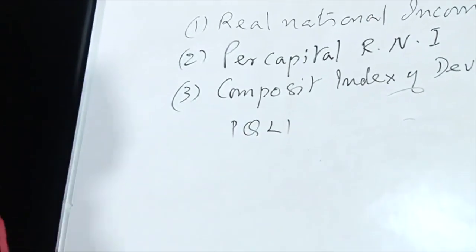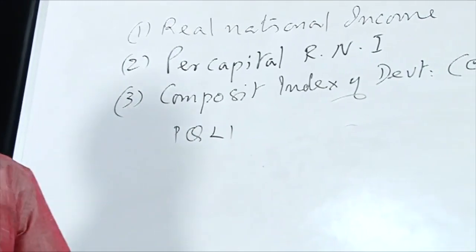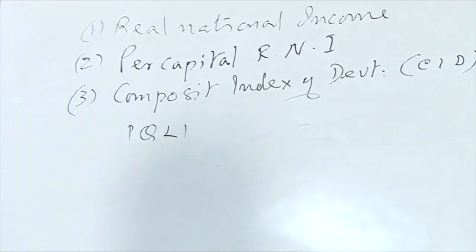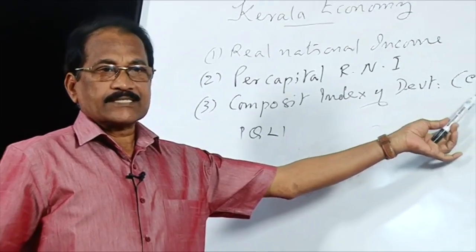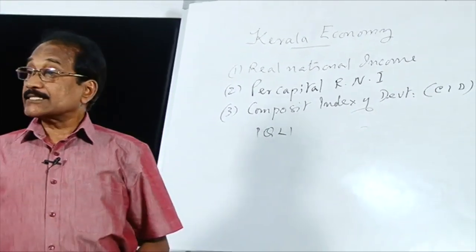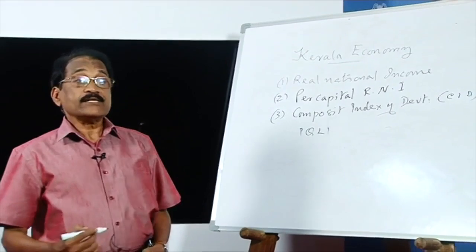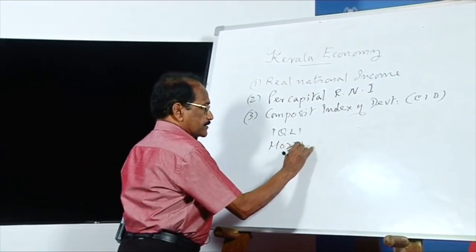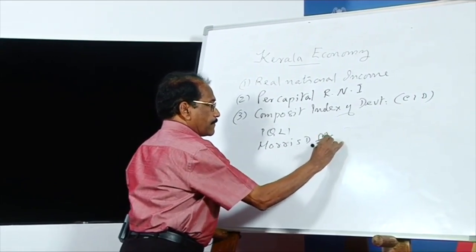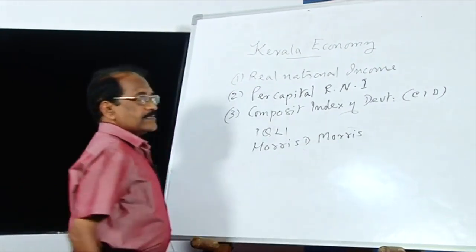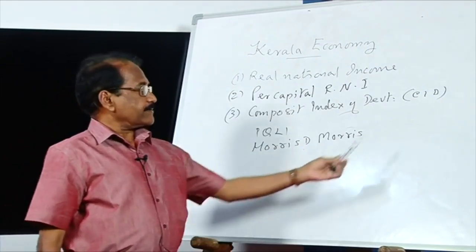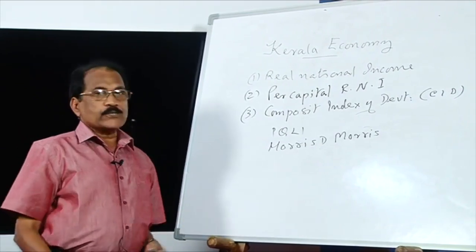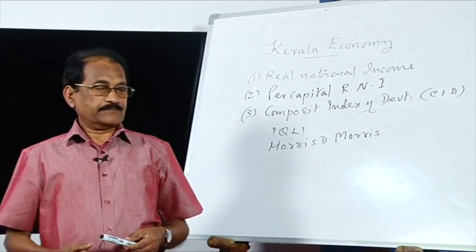PQLI, Physical Quality of Life Index. PQLI, the Physical Quality of Life Index, is one such CID, constructed for the first time by Morris D. Morris. He constructed a composite indicator of development by taking three things into consideration simultaneously.